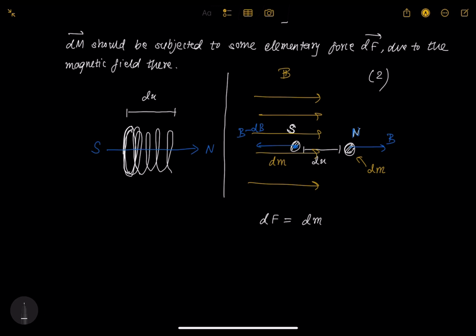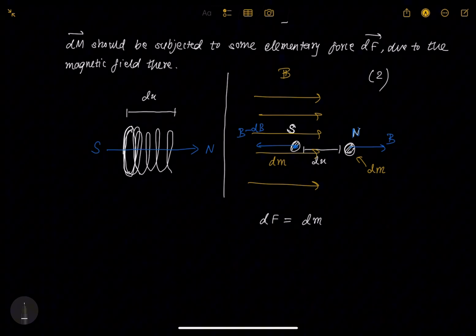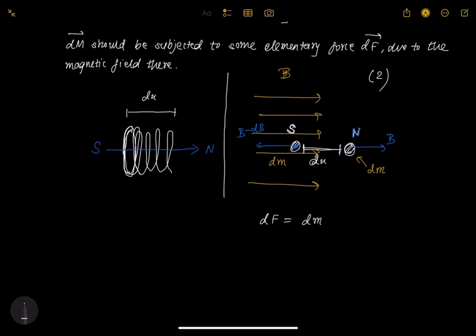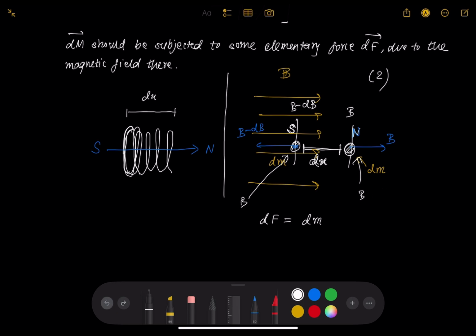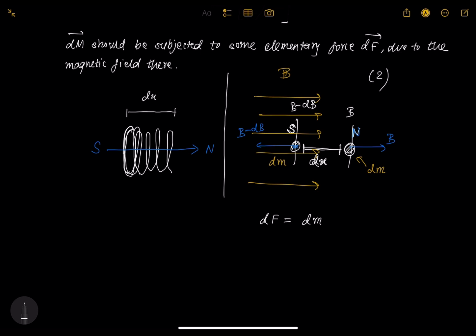So the magnetic field might not necessarily be uniform. That's what we're assuming. At that differential length change, at that differential distance, the magnetic field varies as dB. So if there the magnetic field is B, then there it's B minus dB. Or you may take B at the South Pole and then B plus dB at the North Pole, but they're essentially the same thing. They're going to yield the same results. So yes, we're going to be taking into account the variation of the magnetic field along the length of the dipole.